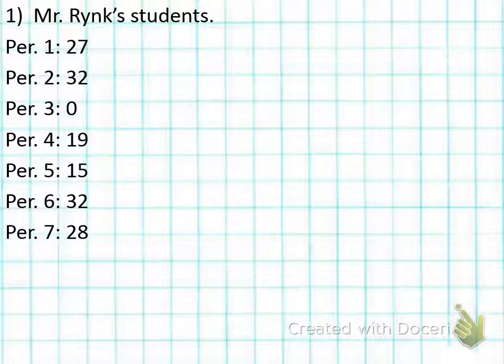So the first thing I want to do is figure out what's being compared. What's the item? The item that's being compared is the number of students I have. That's the actual item that's being compared. The next thing we're going to do is identify the populations and write them on the x-axis. So we have populations here. The names of each population are period 1, period 2, period 3, period 4, period 5, and period 6.